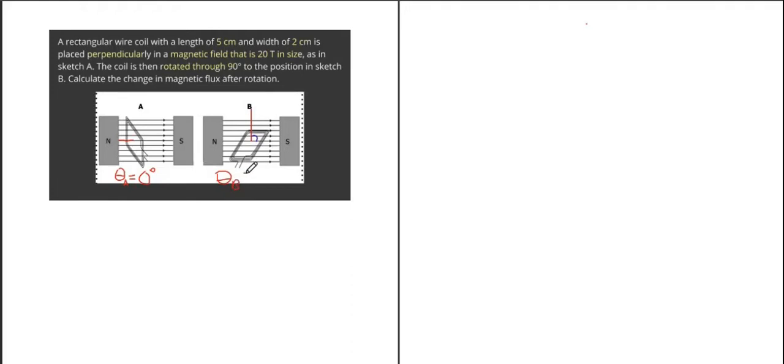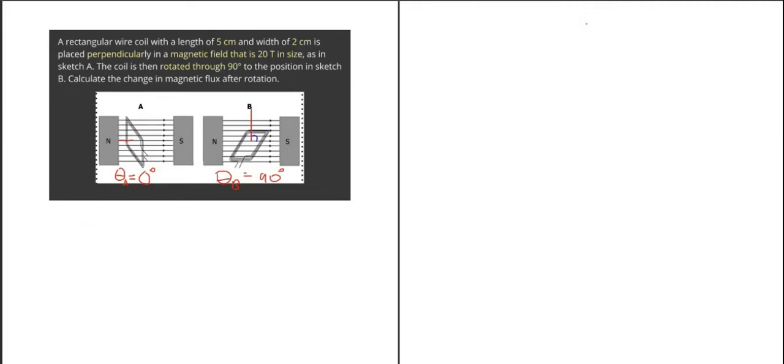It's going to be 90 degrees, right? So it's going to be 90 degrees. And then calculate the change in magnetic flux. Okay, how do we do that? The first thing you need to know is the formula for magnetic flux, this is the formula that I know.